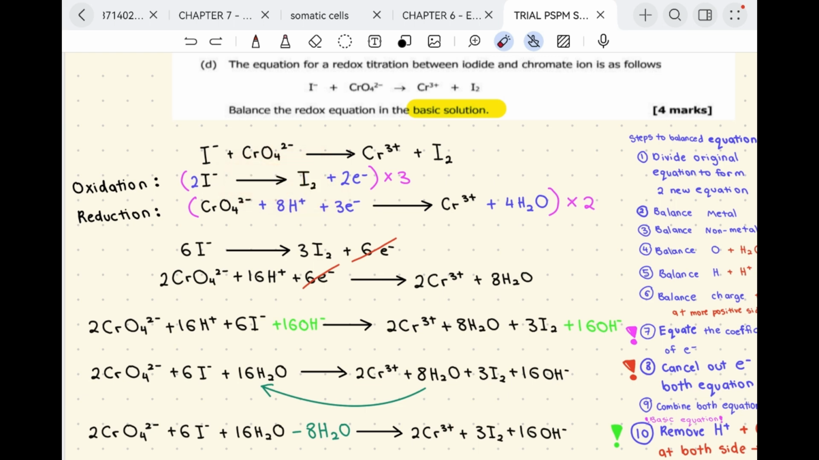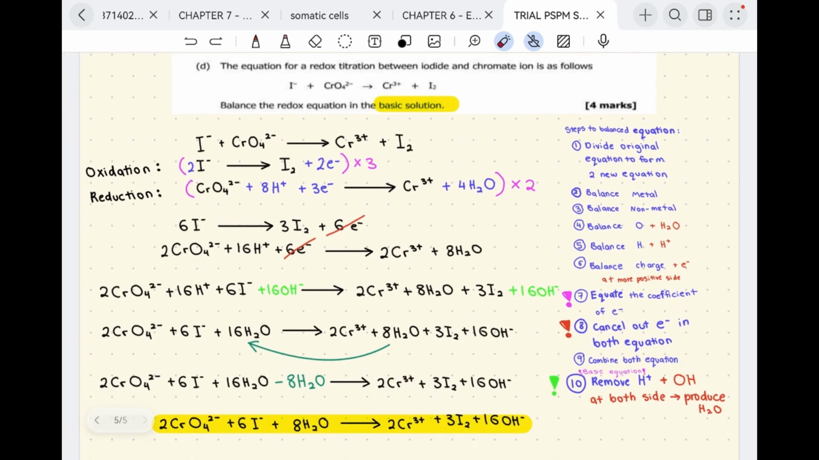For the next equation, the second substance involved in this reaction is CrO4 2 minus, and the product that has a similar atom to this substance is chromium. So we can combine these two in the second new equation, which is CrO4 2 minus forms Cr3 plus. So moving on to balancing the first and the second new equation.